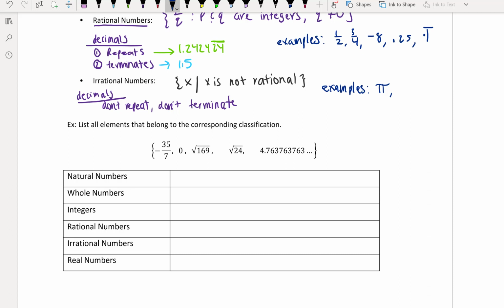Another number that would be non-repeating, non-terminating would be the square root of 2. The square root of 2 is a decimal that does not terminate and does not repeat.